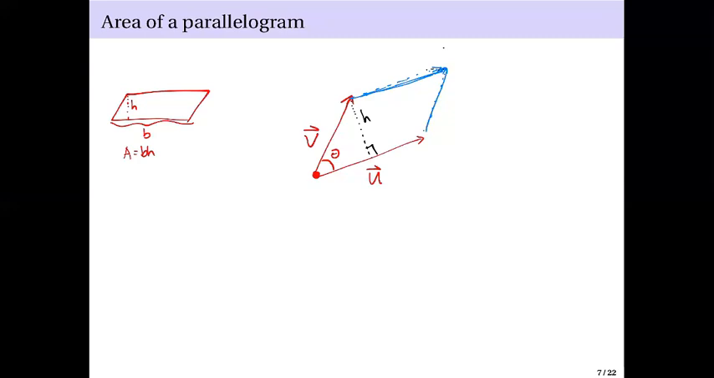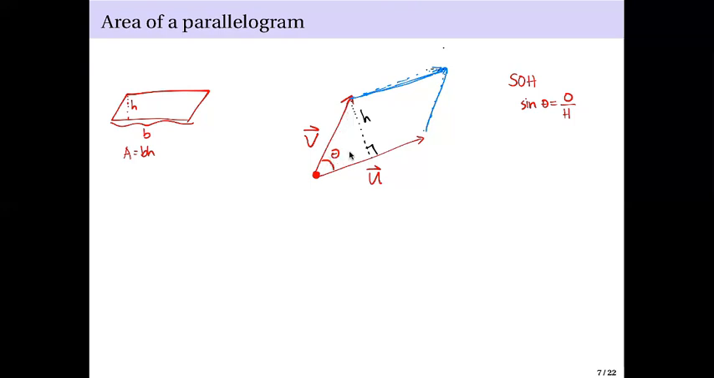So this tells us that sine of the angle is equal to the opposite side over the hypotenuse. This is our angle. The opposite side is your small h, and the hypotenuse is the length of the vector v. Okay? Which means what?